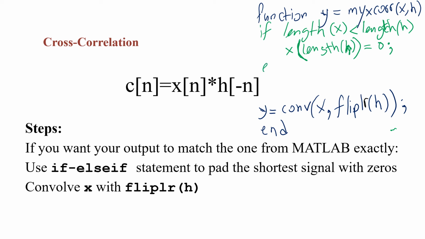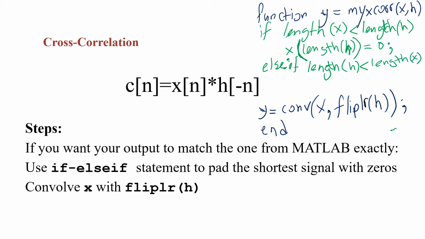We have to check for the second part, otherwise we will change x or h even if they're equal in length. So we have to use else if as one word. So else if is one word, there is no space in between. Now we'll check for the other condition, which is the length of h is now less than length of x.